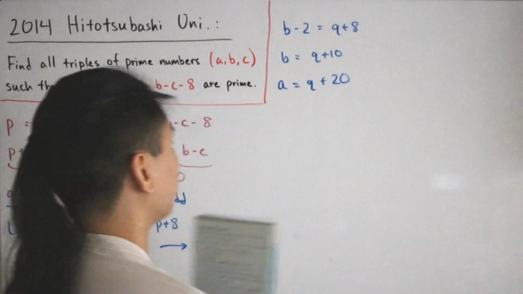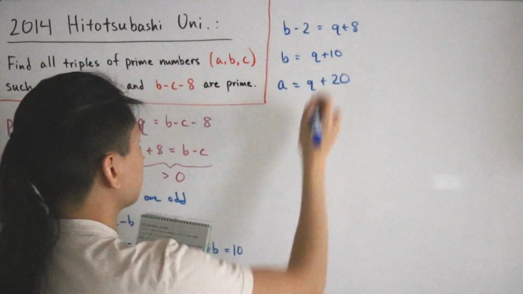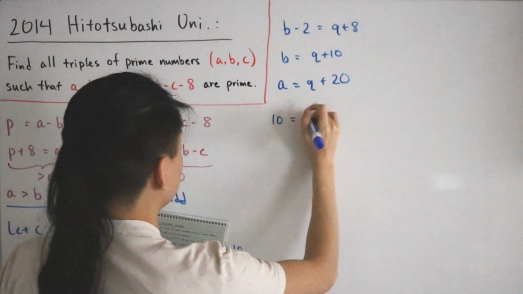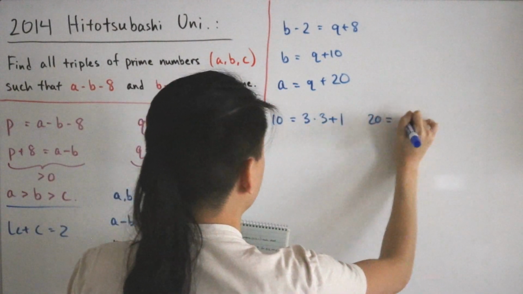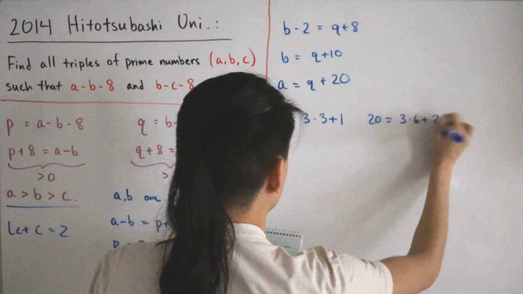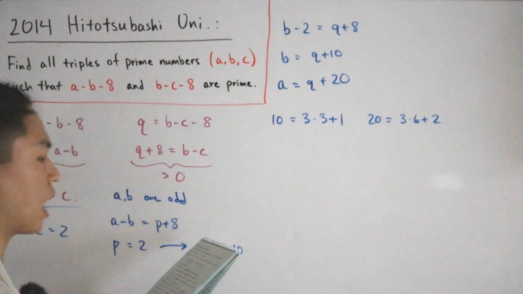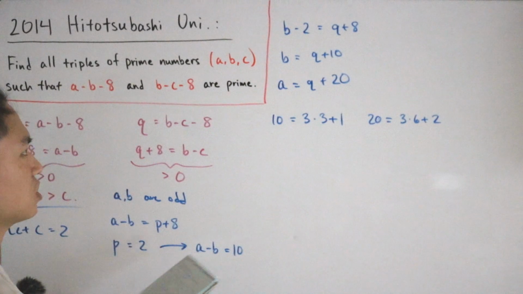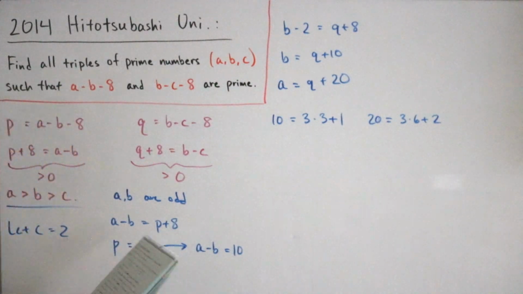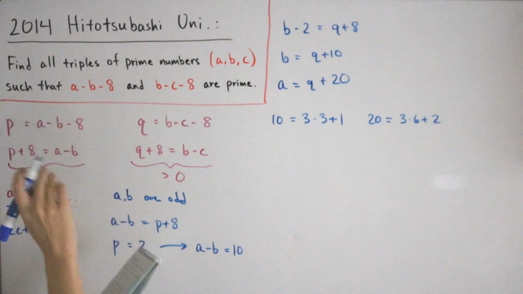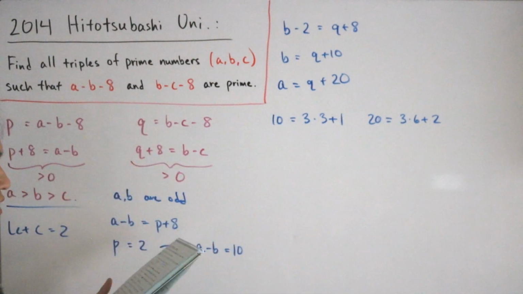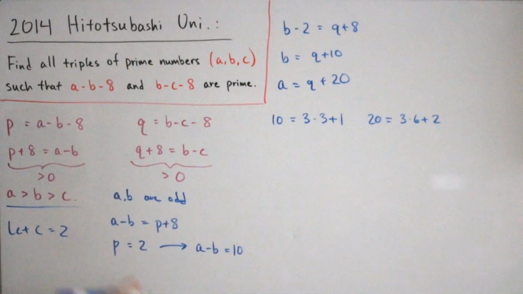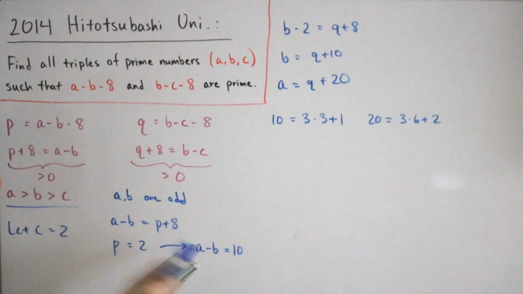With this in mind, we'll notice that if we look at both 10 and 20, 10 is the same thing written as 3 times 3 plus 1, and 20 is written as 3 times 6 plus 2. So utilizing the division algorithm, what we notice is that for a, b, and q, when divided by 3, they all get different remainders. This has to entail that either a, b, or q is a multiple of 3.